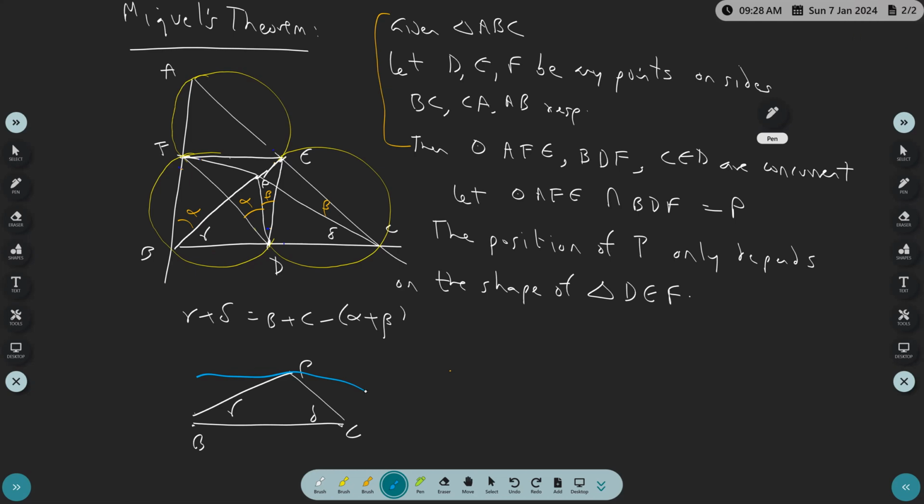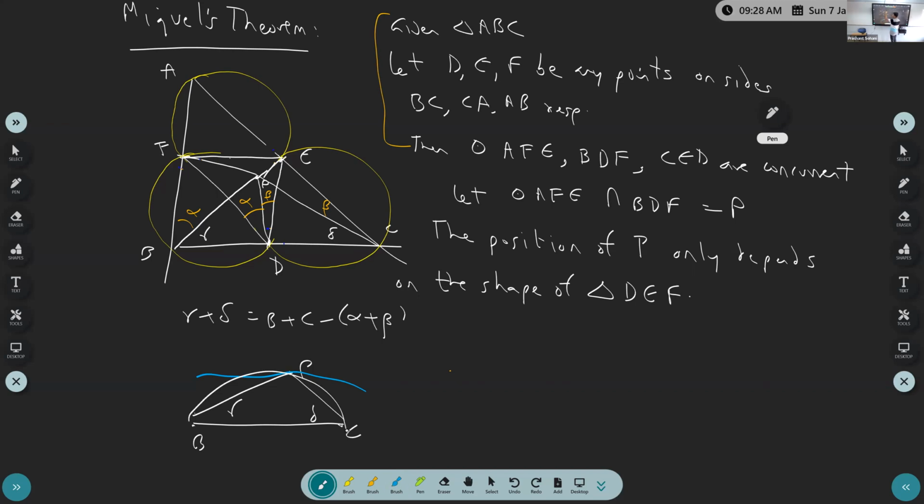Yes, if gamma plus delta is constant, then angle BPC must also be constant, right? BPC is constant. Yes, correct. Then it will be a circle. Oh, sorry, I was imagining something else. Yes, what you're saying is correct. Gamma plus delta is constant, so it is just going to be a circle. I thought it would be a parabola or something. So yes, then it's simply a circle where we know the arc. So BPC will be a circle, correct?